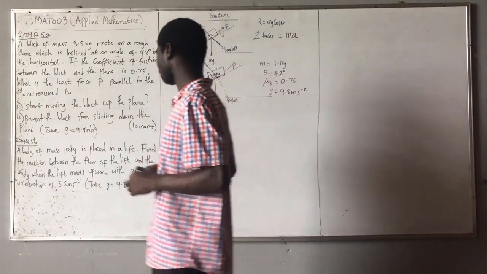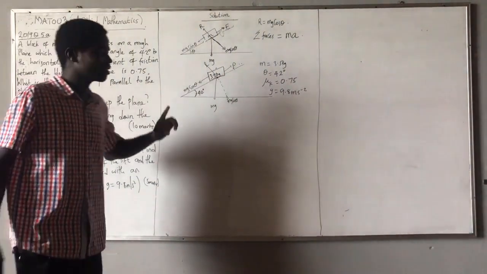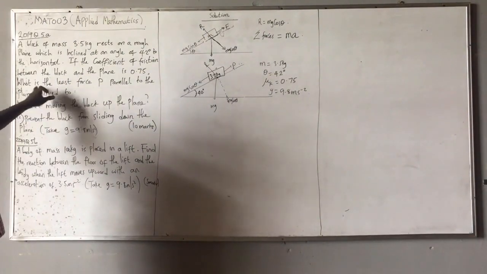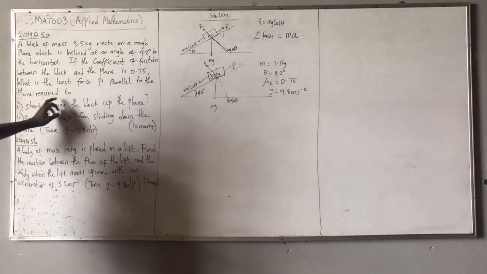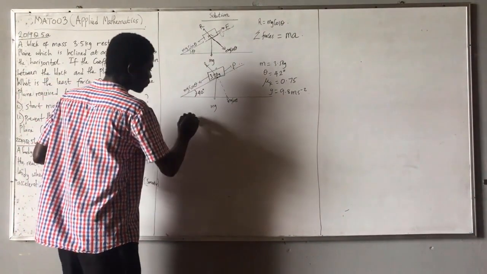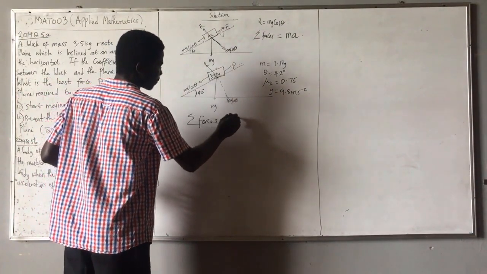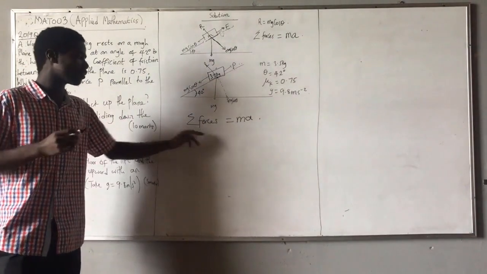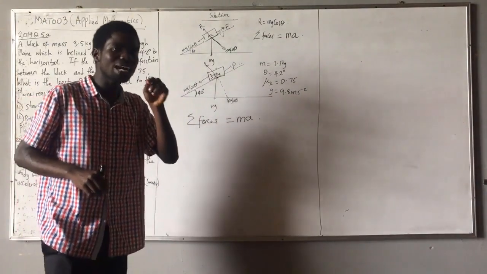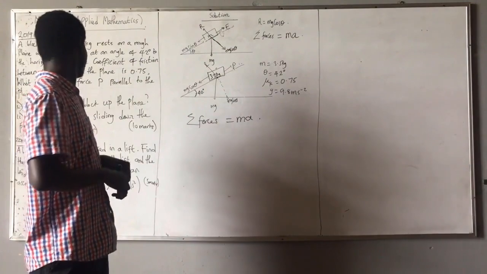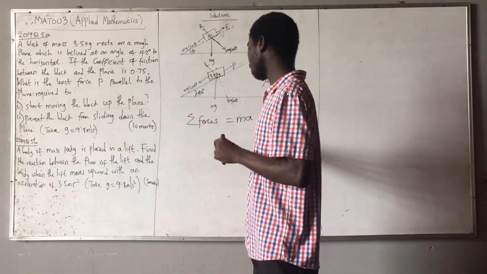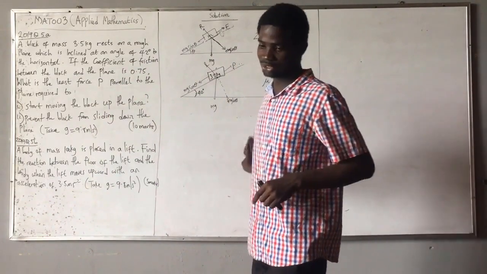Now, what will happen here? Don't forget, look at the first question. What is the least force P parallel to the plane required to start moving the object up the plane? I told you before, summation of forces must be equal to what? MA. Summation of forces must be equal to MA. What does that mean now? For the object to be moving up the plane, what does that mean? It is not yet time to use this one, actually. Do you get my point?